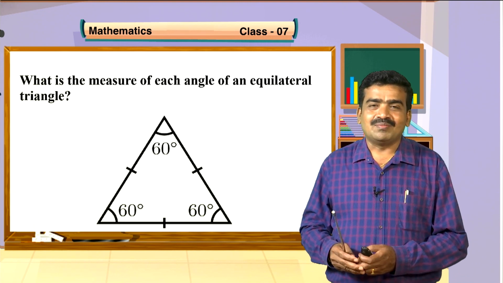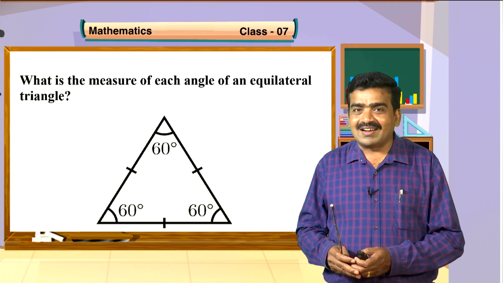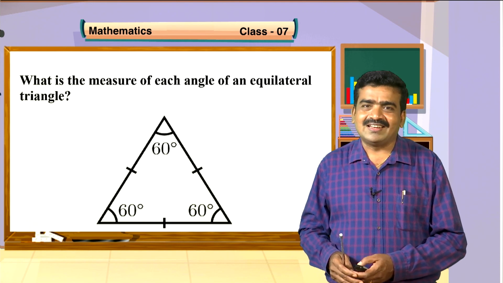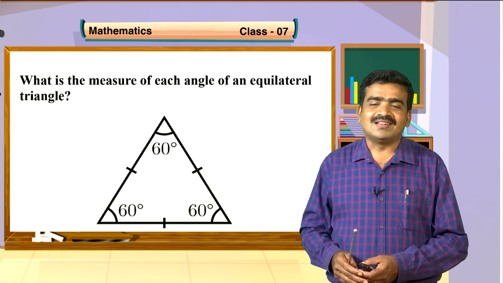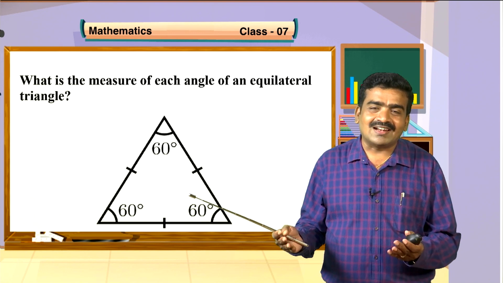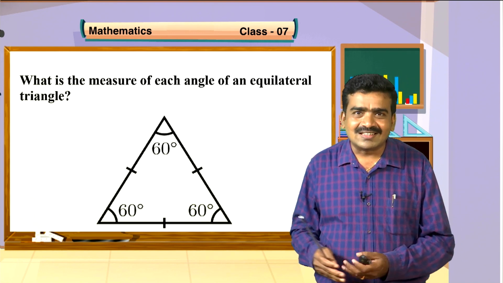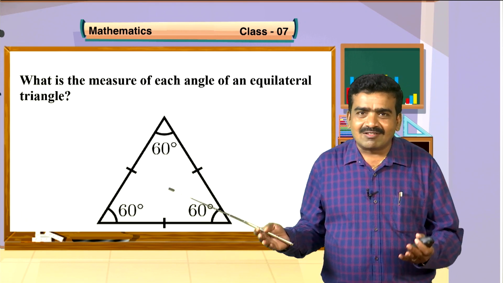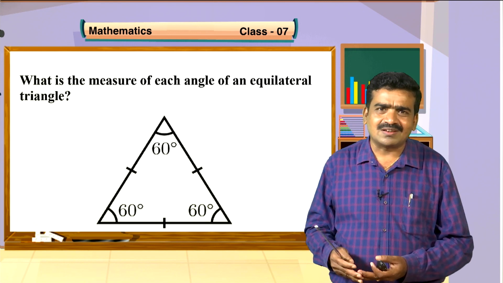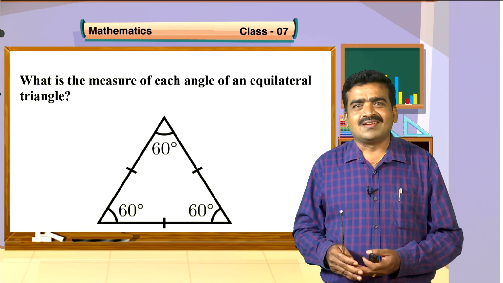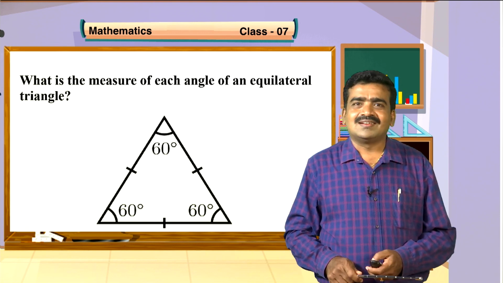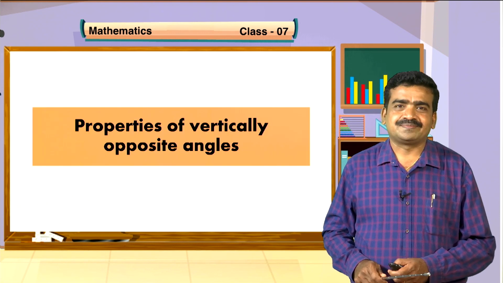So this is the beauty of the equilateral triangle. All sides are equal and all angles are equal in the case of an equilateral triangle. If you measure the angles by constructing equilateral triangles of different lengths, like 5 centimeters, 6 centimeters, 7 centimeters, 10 centimeters or maybe 15 centimeters, in each case you will come to know that the angle measures 60 degrees.